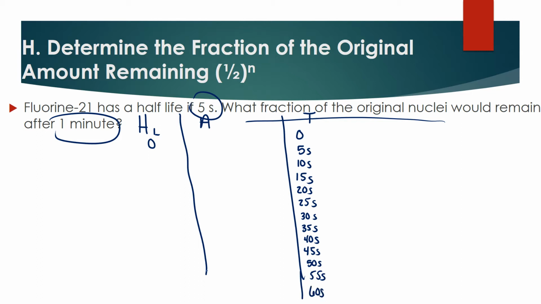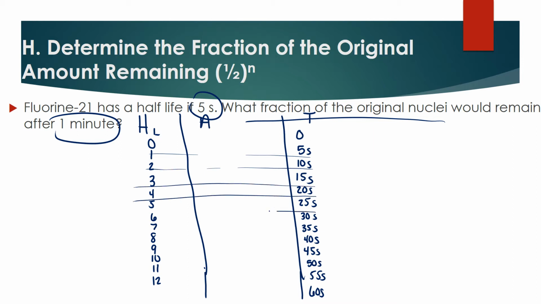Okay, so the next thing I can do is start counting how many half-lives we've gone through. So that's 1 half-life, 2, 8, 9, 10, 11, 12. And if you want, you can draw lines going across if that makes your table a little bit easier to read. We'll see how good my spacing was.